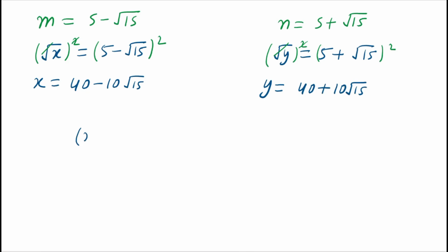So our second solution x comma y is equals to: value of x is 40 minus 10 times square root of 15, and value of y is 40 plus 10 times square root of 15. This is our final answer.